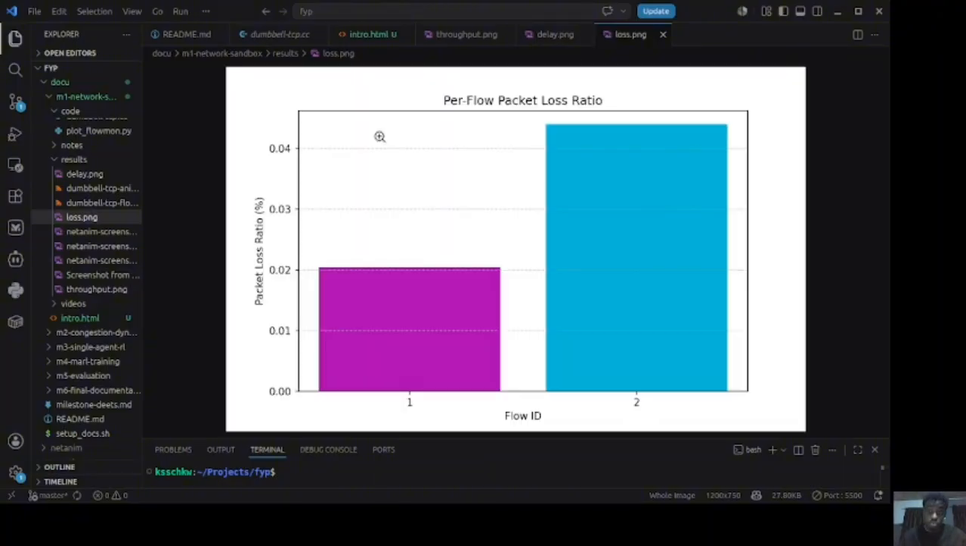Now for the packet loss. Reno lost just 0.02%. Cubic lost about 0.04%. They are both tiny fractions, obviously, but this tells me that the queue was full most of the time. But the algorithms backed off before causing any massive drops. The bottleneck was congested, but it did not collapse.